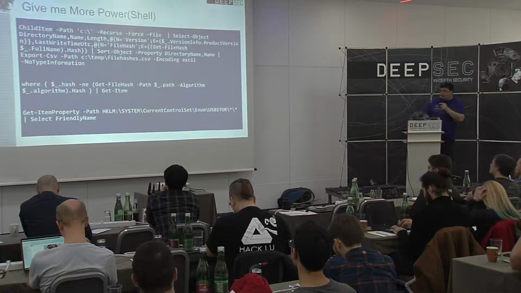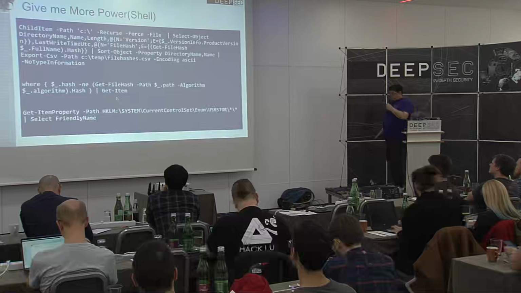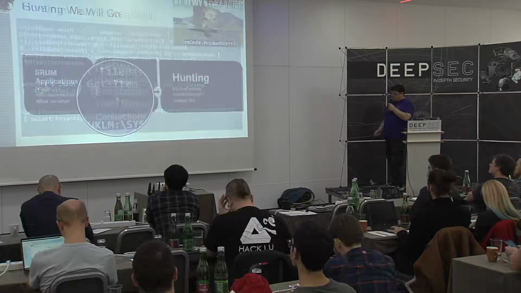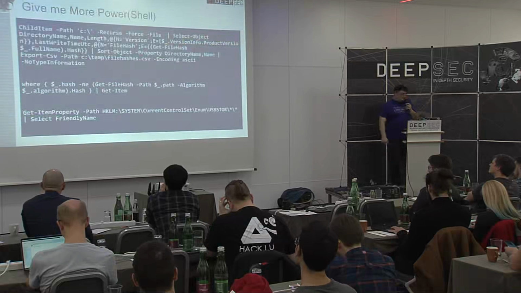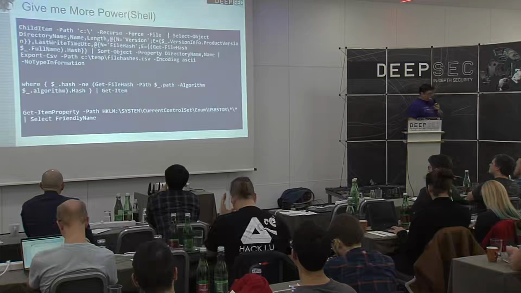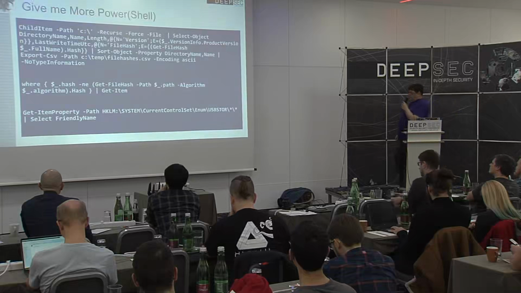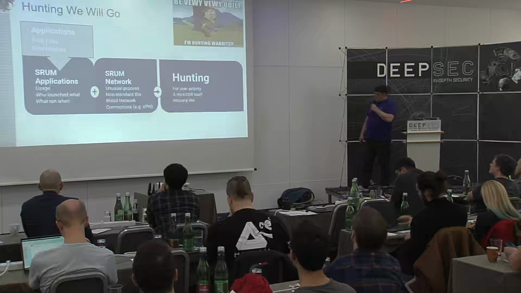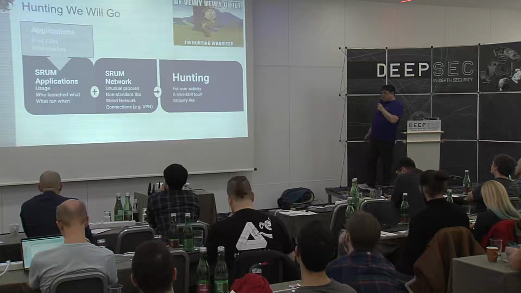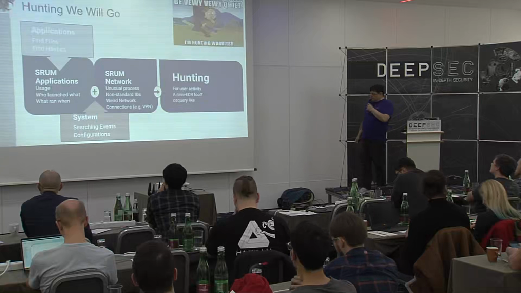That could be useful. This one actually will go find a hash. This one, the bottom one, will find all the USBs that have been plugged into the machine. So quite useful. So I'm getting somewhere with this, right? I've got find files, find hashes, I've added system, searching for events, configurations.